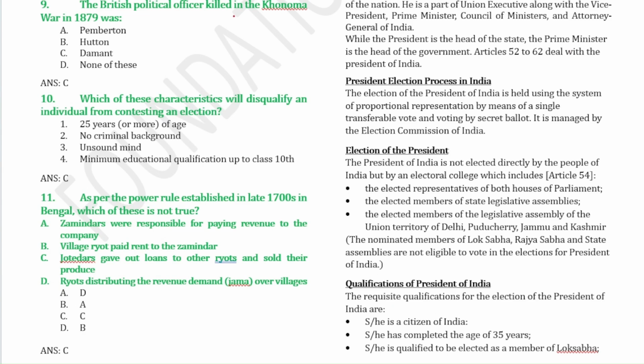Question number 9. The British political officer killed in Connemara War in 1879 was, so it was demand. Which of these characteristics will disqualify an individual from contesting an election? So if the person has unsound mind, then he or she will be disqualified from contesting in an election, okay? Now, as per the power rule established in the late 1700s in Bengal, which of this is not true? So option number 3 is not true, okay? That is this point, so your answer will be C here.